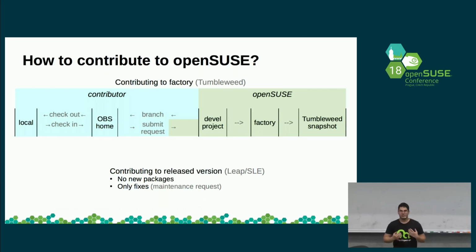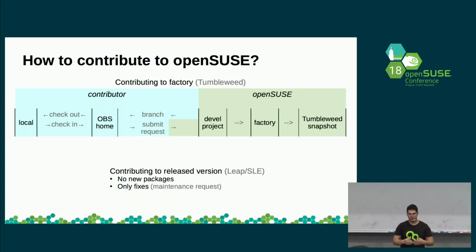After that, if you are happy with your changes on your home project, you want to submit a request, which is asking openSUSE to accept your changes on the devel project. After that, the release managers usually pick a selection of changes on the devel projects, and they make something called a staging project. This staging project is tested in openQA, and you can see the tests running in real time on the public instance openqa.opensuse.org.